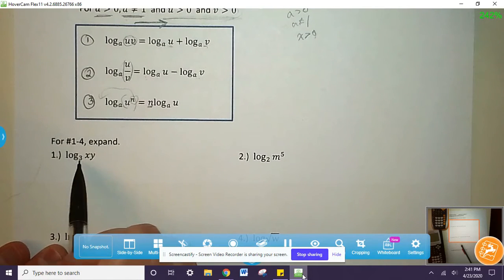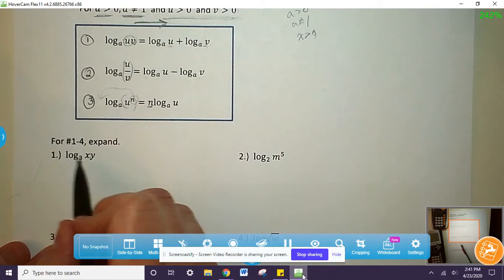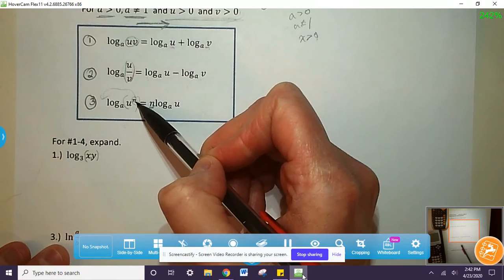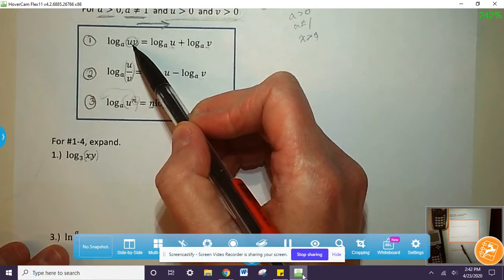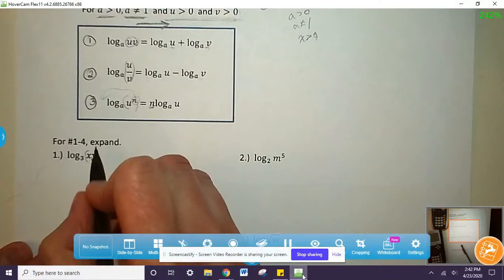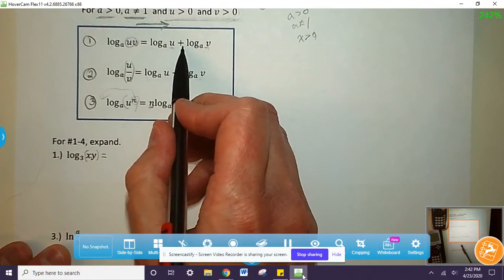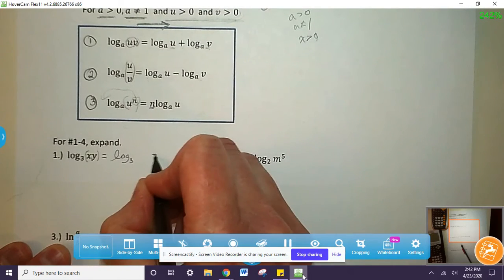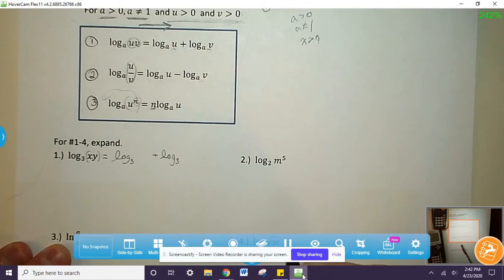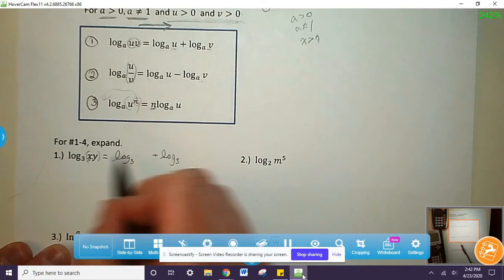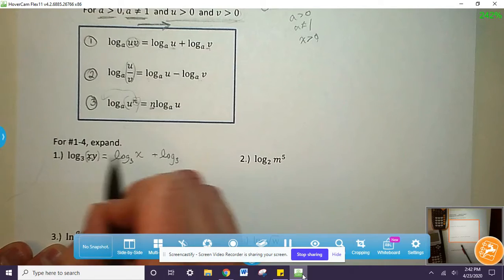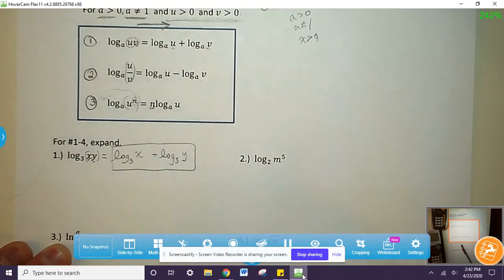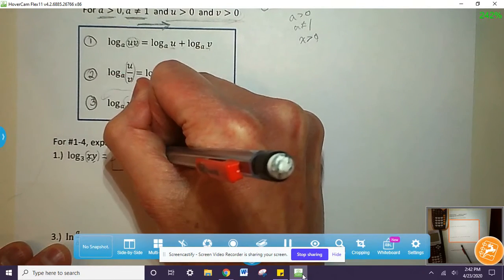I have log base 3 of x times y. When you look inside the log, do you see a product, a quotient, or a power? You see a product. So what that means is we can rewrite this expression as a sum of two logs. So we take log with the same base, and we're going to have log with the same base. And what goes inside the first one is the first factor. What goes inside the second one is the second factor. And this has been expanded.